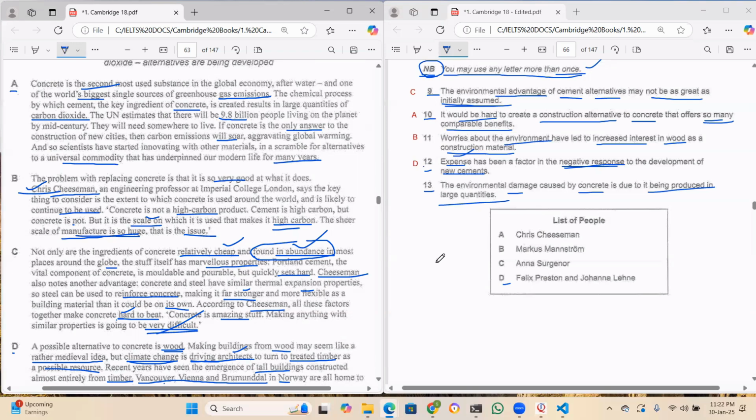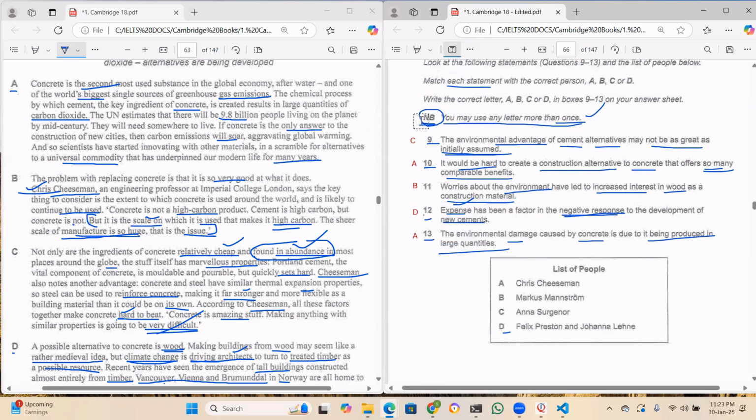Synonyms, paraphrasing. Did you see that? The environmental damage caused by concrete is due to its being produced in large quantities. Paraphrased again. The last sentence is paraphrased into this sentence. So, 13th one, who said this? Cheeseman. Option number is A. So, which one is repeating itself, guys? A came two times, right? So this note is justified now, right?